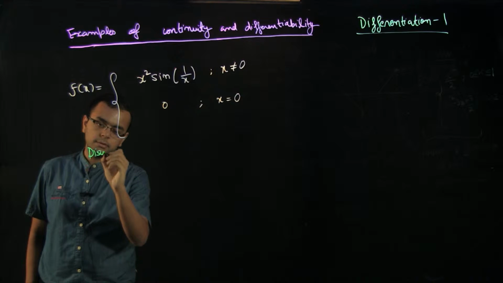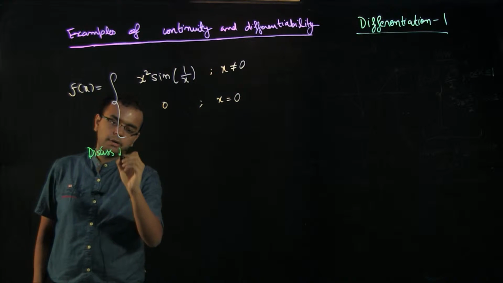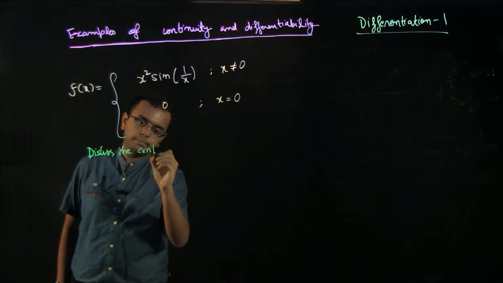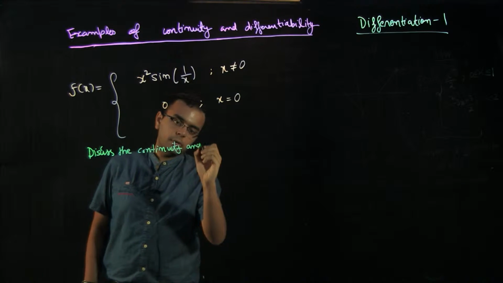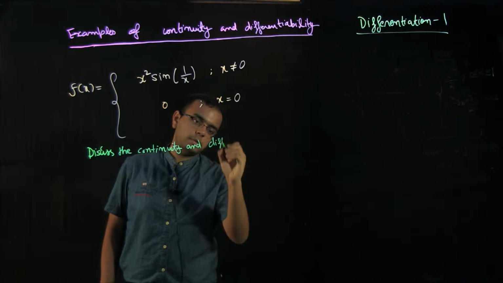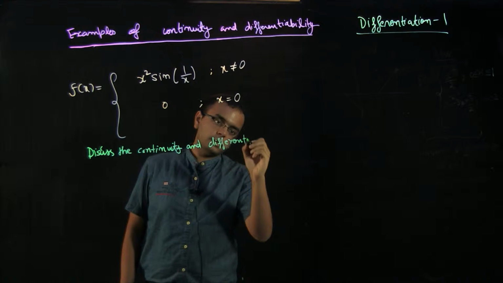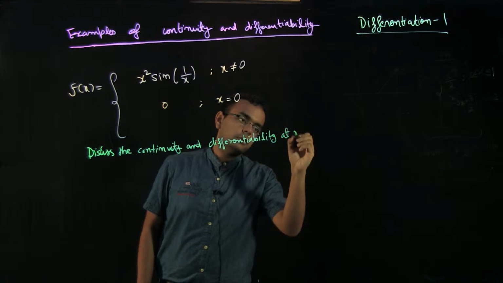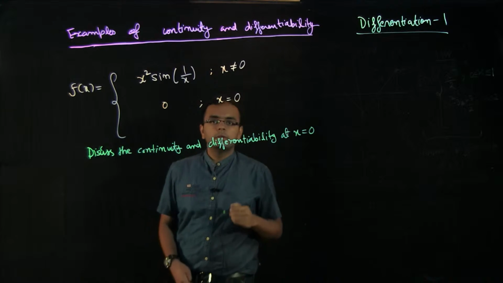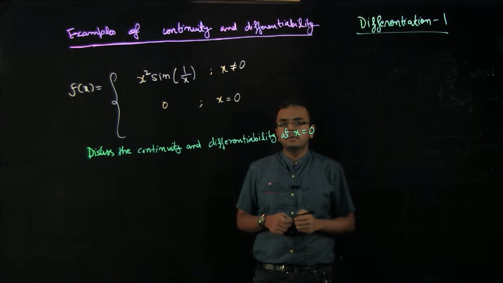Discuss the continuity and differentiability at x is equal to 0. So how can we start the problem? How can we even think about the problem?